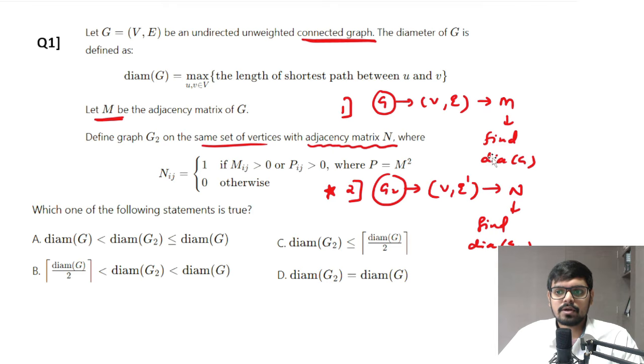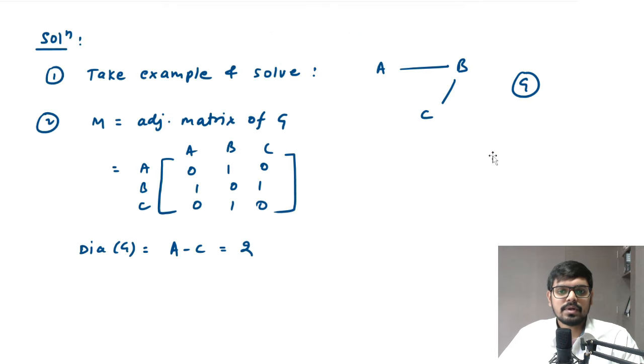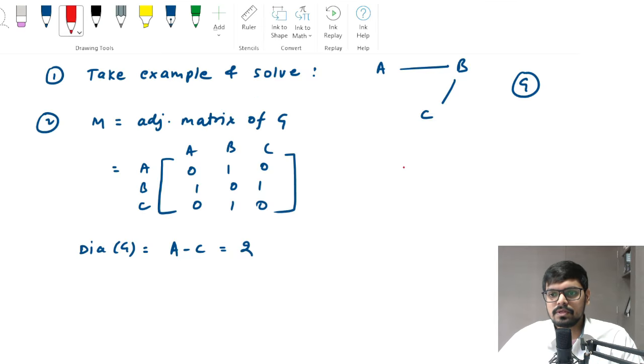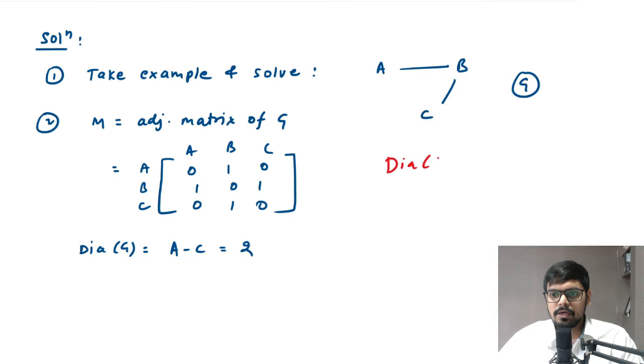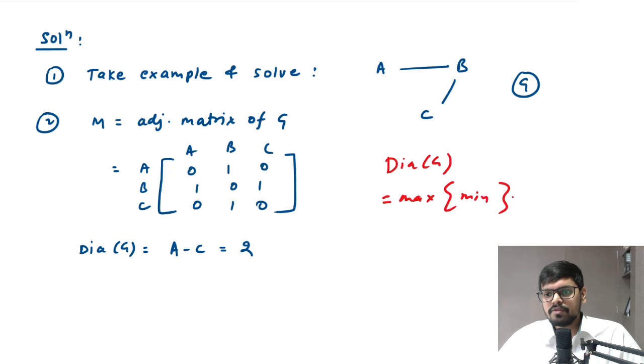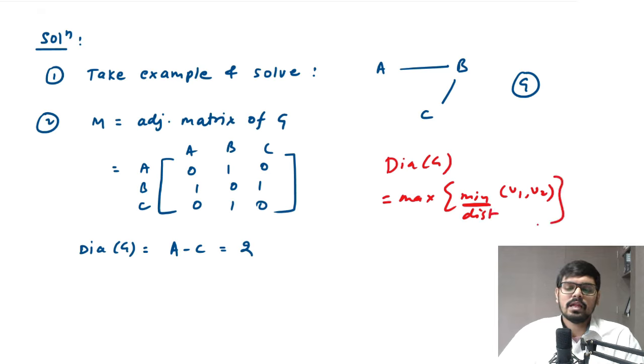Now we can comment on the diameter of G. So what is the diameter of G? I should write the definition first, otherwise you will feel it is tough. The diameter of G is max of min. So what is max of min? The min here is, if you have vertex 1 and vertex 2, you have to take the minimum distance, the shortest distance between any two vertices.